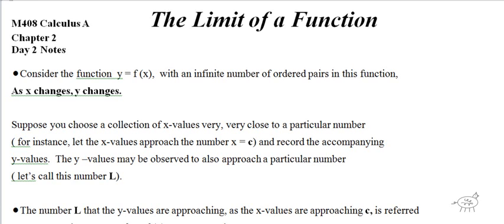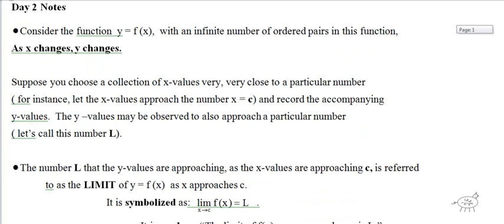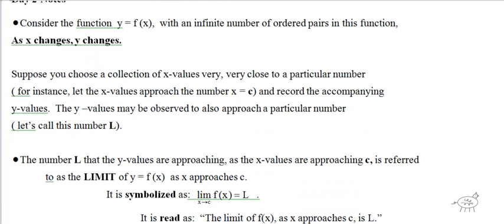Today what we're going to do is look at a lot of the graphs that we've created, and we're going to investigate something called a limit. It's called a limit of a function, and it says consider the function y equals f of x with an infinite number of ordered pairs in this function. Basically, you're going to look at x and y. x is going to change, y is going to change.